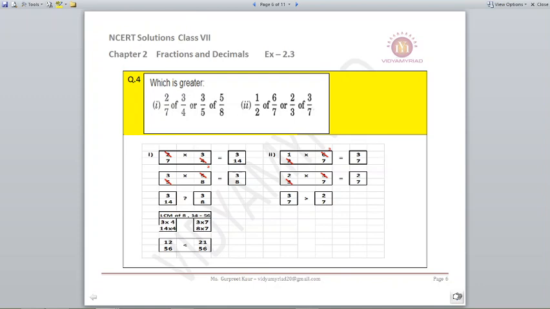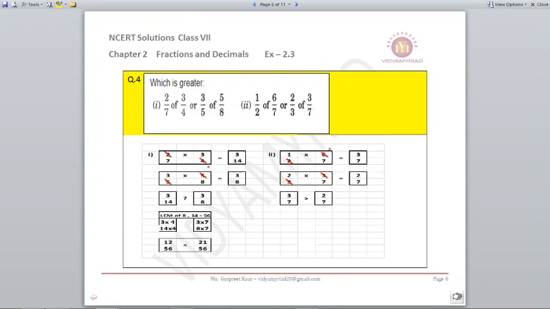Second part is 3 by 5 of 5 by 8. 5 and 5 gets cancelled. So your fraction is 3 by 8. Now both the fractions are unlike fractions. They have different denominators. Make the denominator same by taking its LCM. It comes to 56. Your denominator should be 56. When you multiply it, it becomes 12 upon 56, your first fraction, and 21 upon 56 as your second fraction.